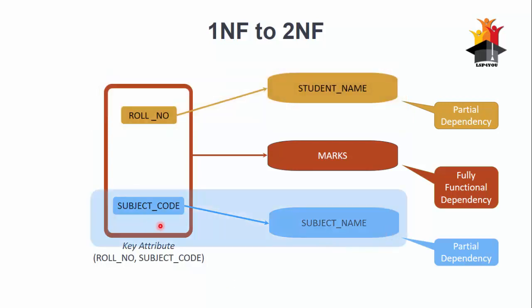Again, subject name is partially dependent on the key attribute and the marks is fully functionally dependent on the key attribute. So we need to remove student name from this table and put it in a new relation along with a copy of the determinant. And again, you remove the subject name, put it in a new relation along with a copy of the determinant, that is subject code. And the remaining attributes in the original relation are roll number, subject code, and marks.